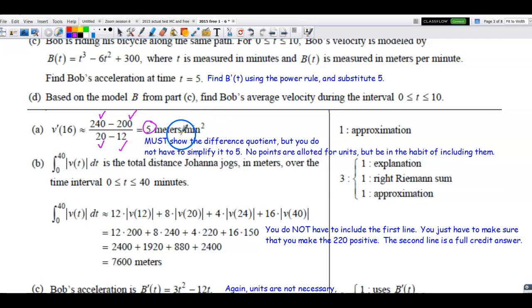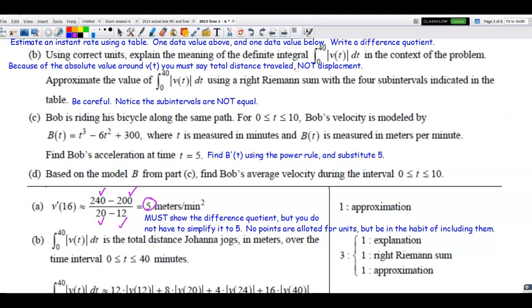And again, there are no points for units, but go ahead and include the units just to be in the right habit of doing that. If you wrote the wrong units, in this case, you would not lose any points because there were no points for units. All right, let's go back to letter B. And in letter B, now we have using correct units.